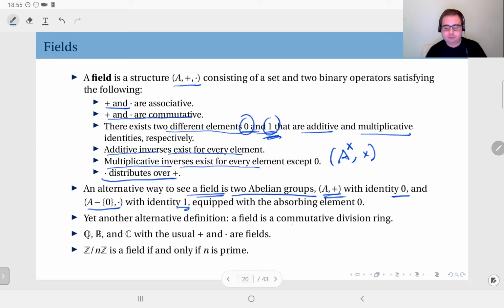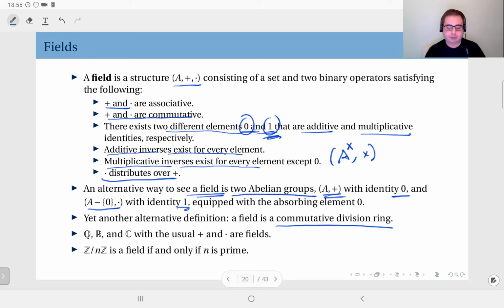And of course, a field is a commutative division ring. Remember what a division ring is? You have multiplicative inverses except for 0. If you add also commutativity, you get a field.